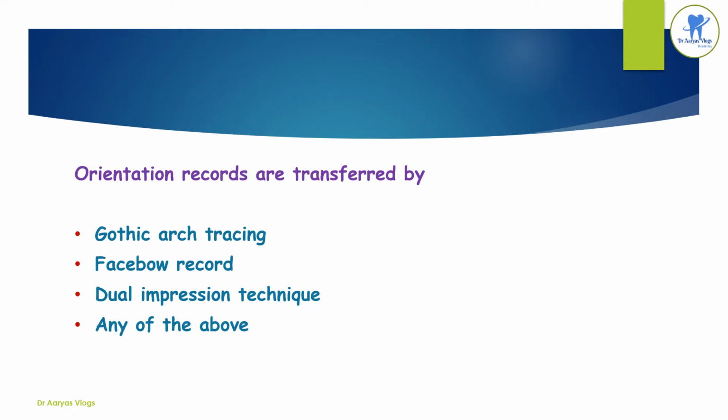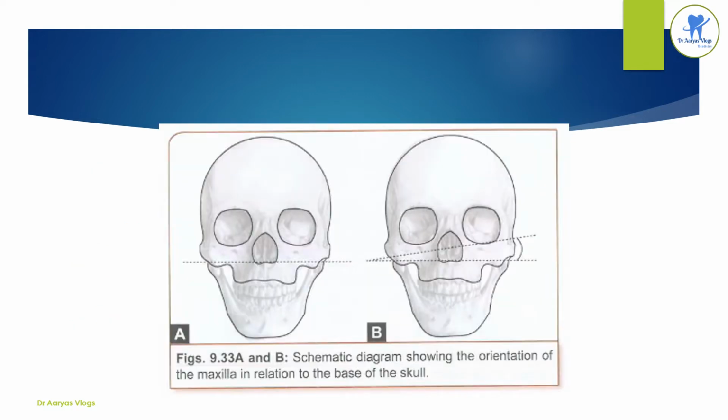Orientation records are transferred by: A. Gothic arch tracing, B. Face bow record, C. Dual impression technique, and D. Any of the above. What is the answer? Coming to some discussion. The orientation jaw relation is the first jaw relation to be recorded, and it establishes the relationship of the maxilla to the base of the skull or cranium.